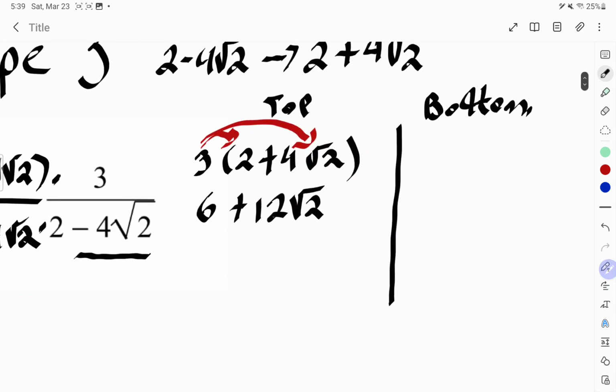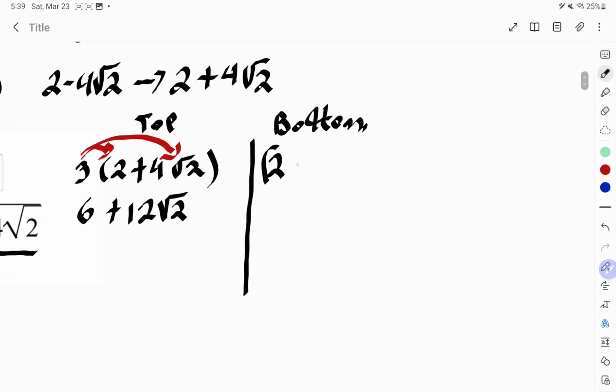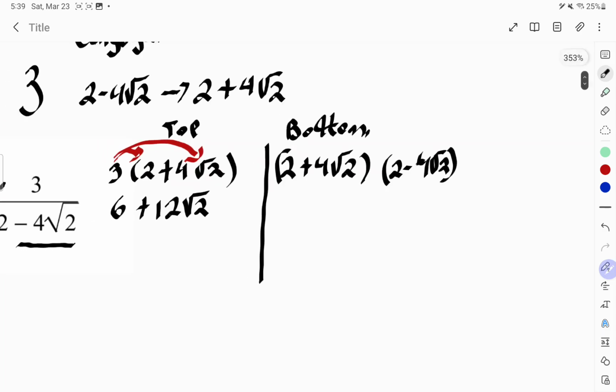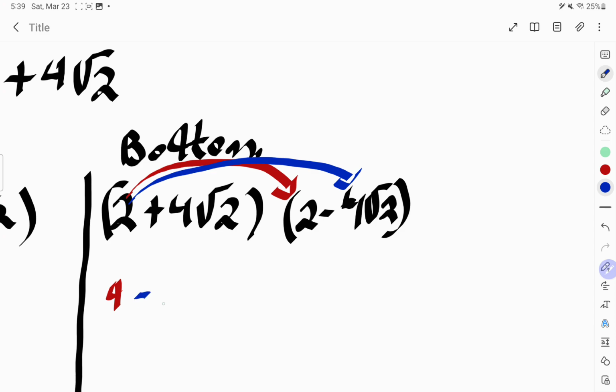Now let's go ahead and do the bottom. So this one is going to be looking like this: 2 plus 4 square root of 2. And then this one's going to be 2 minus 4 square root of 2. Okay, so I'm going to zoom in here. First, I'm going to get this 2, and it's going to multiply with that 2. I'm going to color coordinate this one because it's a FOIL method. And then I'm going to grab this 2, and it's going to multiply with that guy, which is going to give me negative 8 square root of 2.